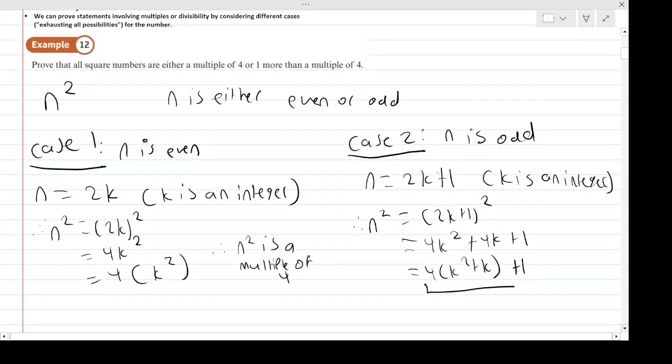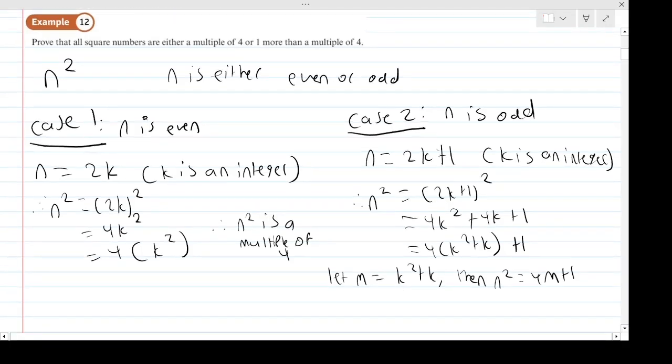Well, there we are then. Because k squared add k is an integer, this is 4 lots of a number, so it's a multiple of 4. But then we're adding 1 to it. So therefore it's 1 more than a multiple of 4, okay? If I was to express that really clearly, if I said let m be k squared add k, then n squared would be 4m add 1. Hopefully you can see very clearly it's a multiple of 4 and 1 more. Therefore n squared in this case is 1 more than a multiple of 4.